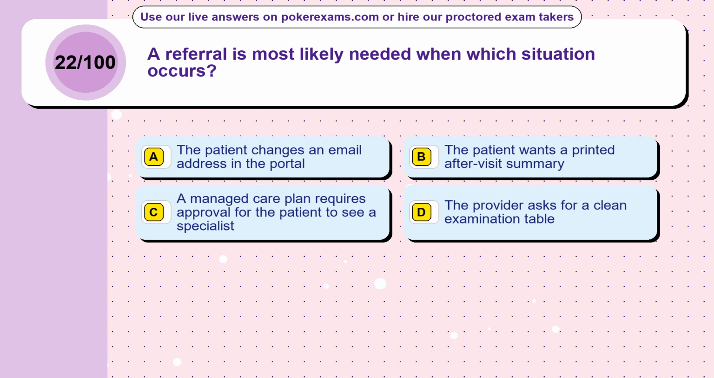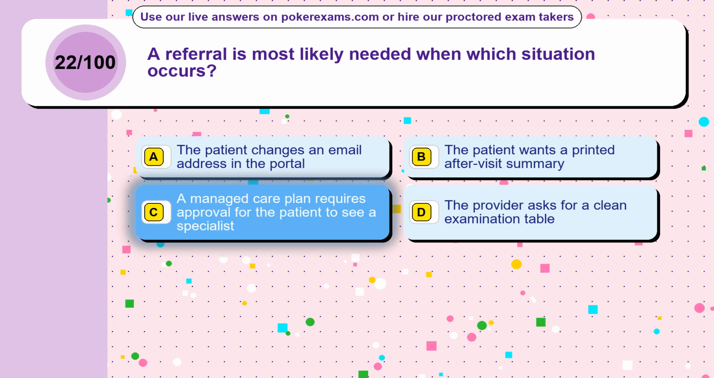Question 22. A referral is most likely needed when which situation occurs? Option A. The patient changes an email address in the portal. Option B. The patient wants a printed after-visit summary. Option C. A managed care plan requires approval for the patient to see a specialist. Option D. The provider asks for a clean examination table. The correct answer is option C.